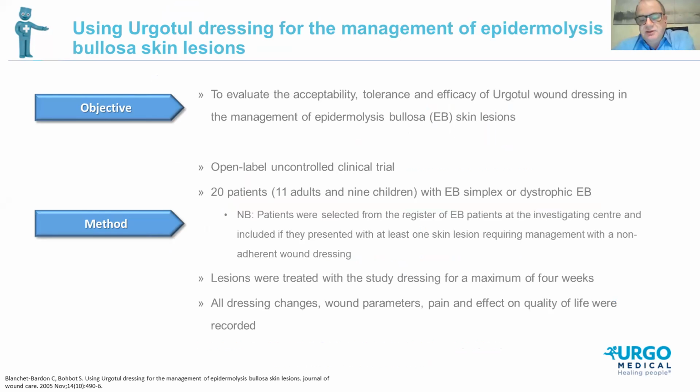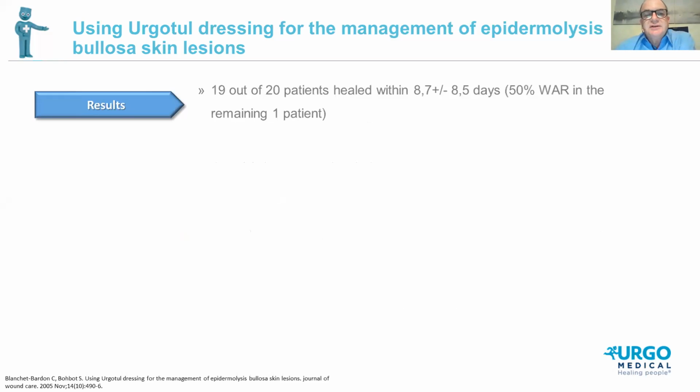It was an open label trial, obviously, because both the patient and the doctors knew what the dressings was. 20 patients, which people might think it's not a big number, but when we consider the amount of EB patients, 20 is quite a big number there. They were selected from the register of EB patients. The lesions were either being dressed previously or newly diagnosed wounds, and they are dressed for a maximum of 4 weeks, which was the duration of the study.